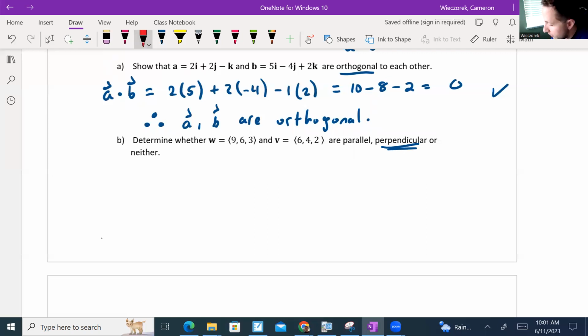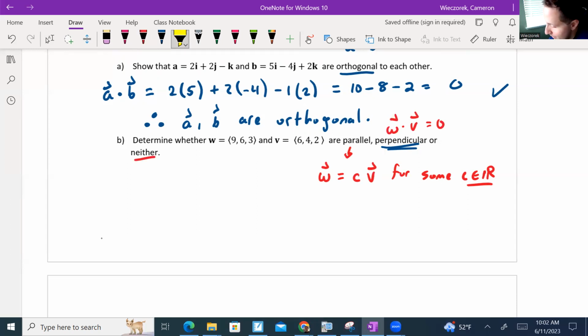If they're parallel to each other, that means that one vector is going to be a scalar multiple of the other vector for some real number C. C being a real number is what that notation means. If they're perpendicular, that means that their dot product is going to be 0. And if both of these fail, well, then it's neither. I would probably check perpendicular first. It's pretty easy to check the dot product right away and rule that out. So let's check the dot product.